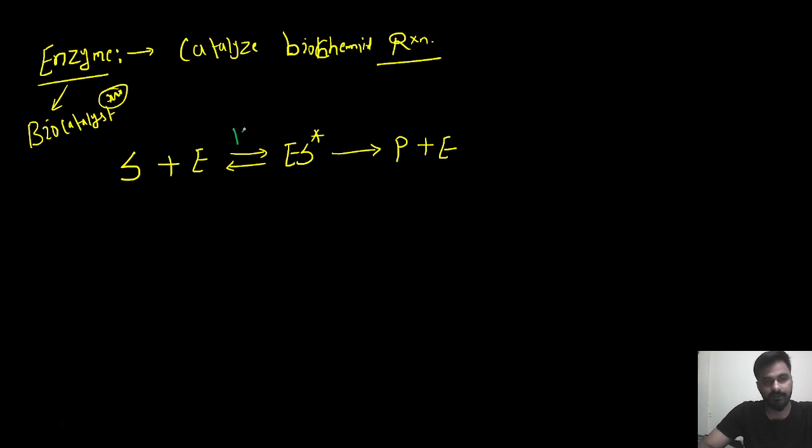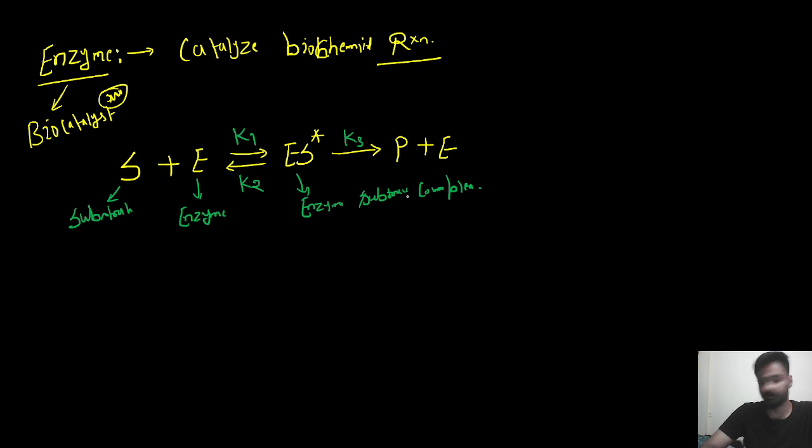Here I am assuming the rate constant is K1, here the rate constant is K2, and here our rate constant is K3. This is called the substrate, this is our enzyme, and this is our enzyme substrate complex, right?